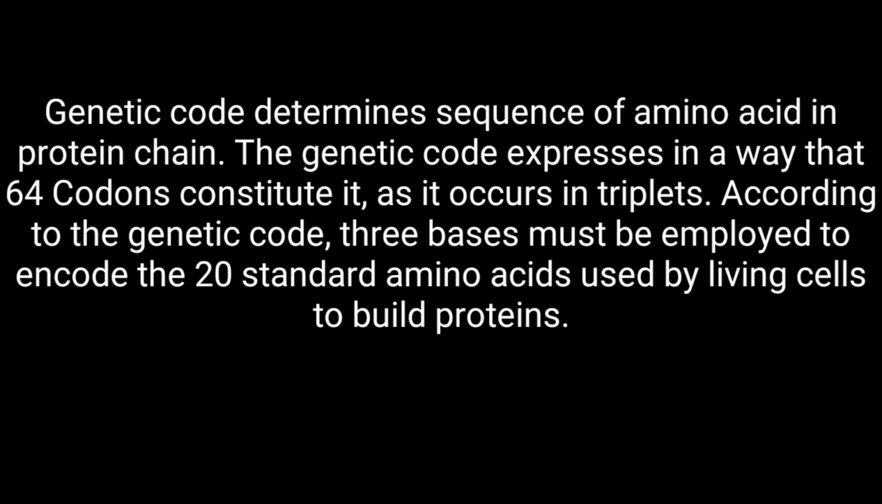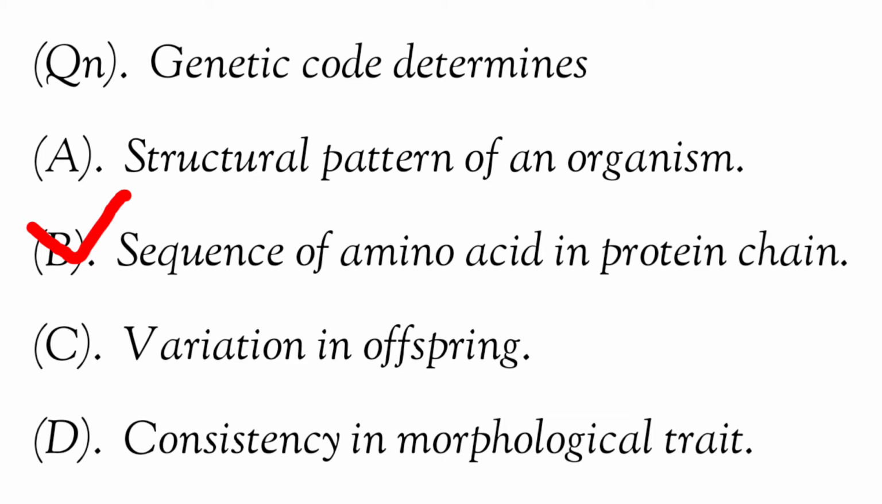The genetic code expresses in a way that 64 codons constitute it, as it occurs in triplets. According to the genetic code, 3 bases must be employed to encode the 20 standard amino acids used by living cells to build up proteins. Hence, option B, sequence of amino acid, is the right answer.